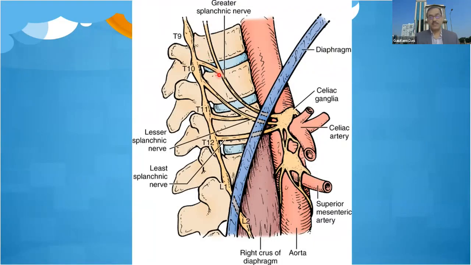From the sympathetic chain, the splanchnic nerves are coming. Greater splanchnic, what is the root value? T5 to T9 is the greater splanchnic. Lesser splanchnic, T10, T11. Least splanchnic, T12.